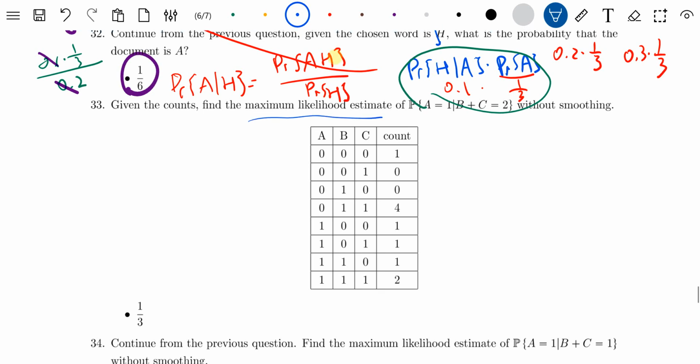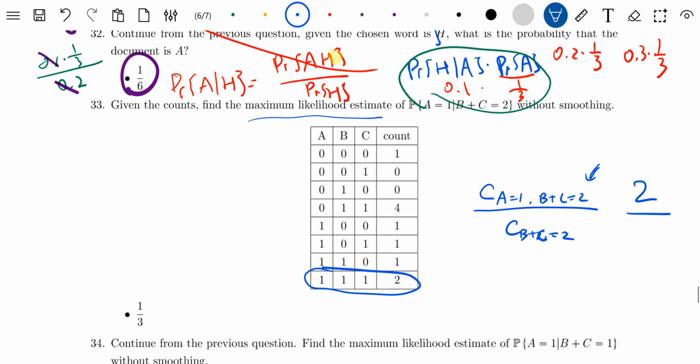Next one is just finding the MLE. MLE is basically a fancy way of saying just use counts to represent probabilities. So this is counting the number where A is 1 and B plus C is 2, divided by counting where B plus C is 2. So how many of these are 1? Some of these are 2, means both of them are 1. So only 1, 1, 1, and the count is equal to 2. And on the bottom is only counting B plus C is 2. Basically, there are only 2 choices, this one and this one. So the total count is 4 plus 2. So it's 2 over 6, 1 over 3.